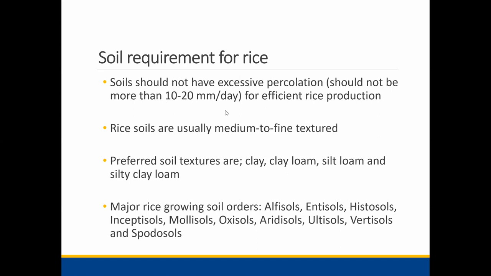Because it's lost. If the percolation is high, it's very difficult for you to maintain the standing water for rice. So it should not be more than 10 to 20 millimeter per day. You have to remember we study everything for lowland rice, which is cultivated under flooded paddies. But as you study, we have other systems as well, like aerobic rice. For those systems, this will not apply. Since the majority of rice is cultivated under flooded conditions, we study this as a general requirement.